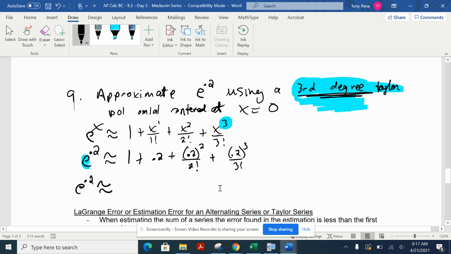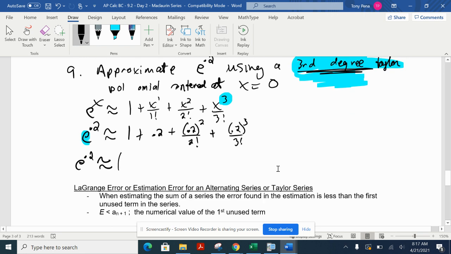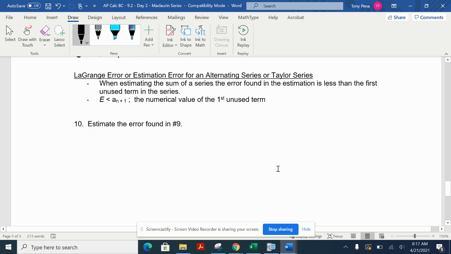So then the last thing is, so I guess write that down. Hopefully you wrote that down. I don't even remember what they were, but you have that, write all that down. Last thing then, it says the error in our approximation. So it says, when estimating the sum of a series, the error found in the estimation is less than the first unused term in your series.